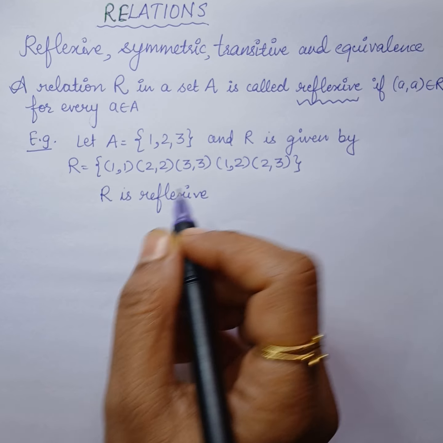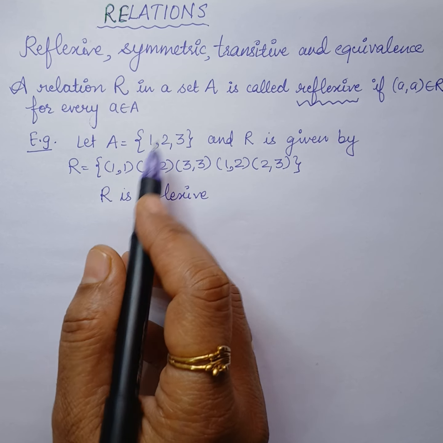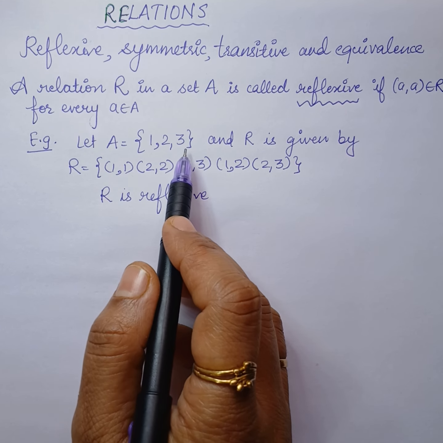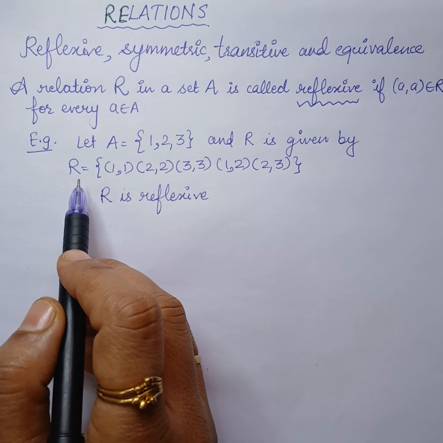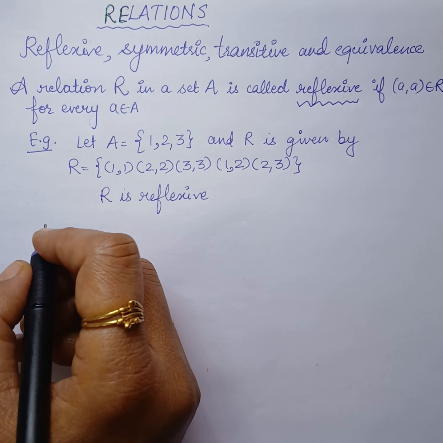So whatever the elements will be there in A, we have to check whether with that element, like (1, 1), (2, 2), (3, 3), if 4 would be there, (4, 4) should belong to R. Then only we can say that R is reflexive.